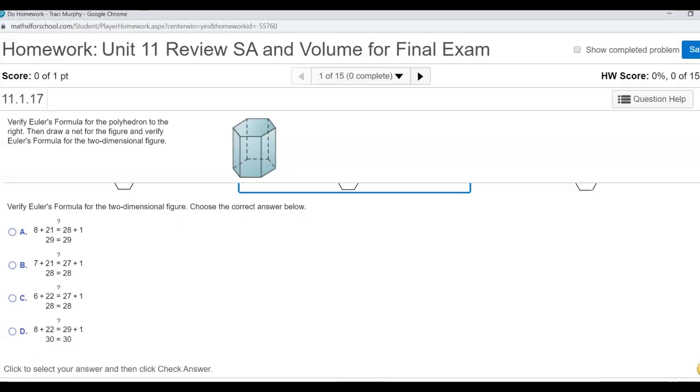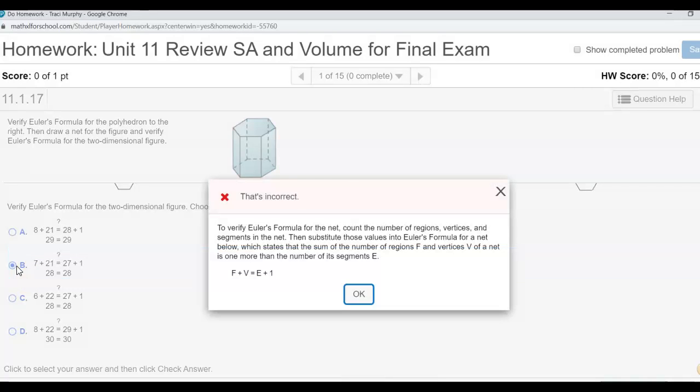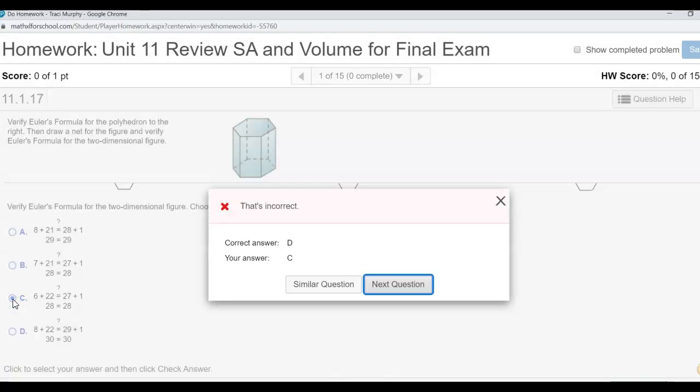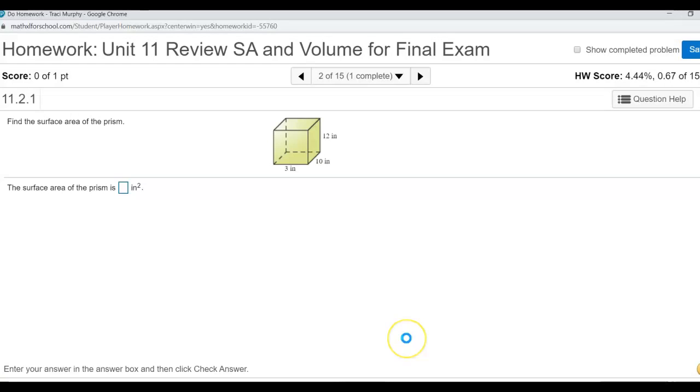Okay, then using Euler's formula for that figure there, I ended up with 8 faces. I got 20 vertices, so I ended up with 28 equals 28. All right, I guess I would not stress over that one because I don't think we gave you any that were 2D. We gave you all of them that were 3D. All right, let's move on to the next one.